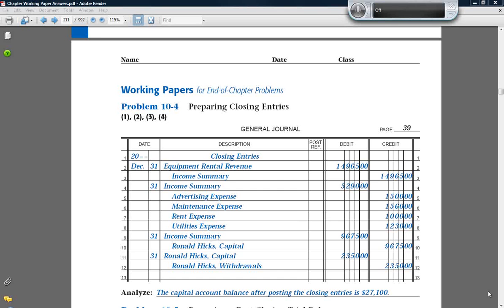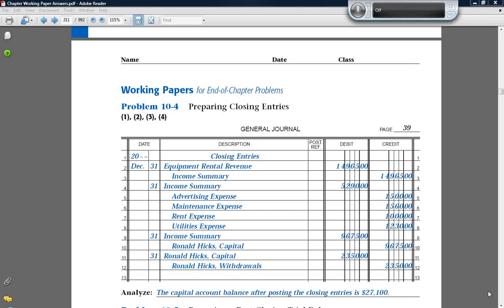Second transaction closes the expenses. Expenses have a normal debit balance. So I see advertising, maintenance, rent, and utilities expense with their respective balances. They will all be credited. Expenses have a normal debit balance, so to bring those balances to zero we will credit the expenses again for their respective amounts. So the $1,500, the $1,560, the $1,000, and the $1,230 added together gives me a total expenses of $5,290.